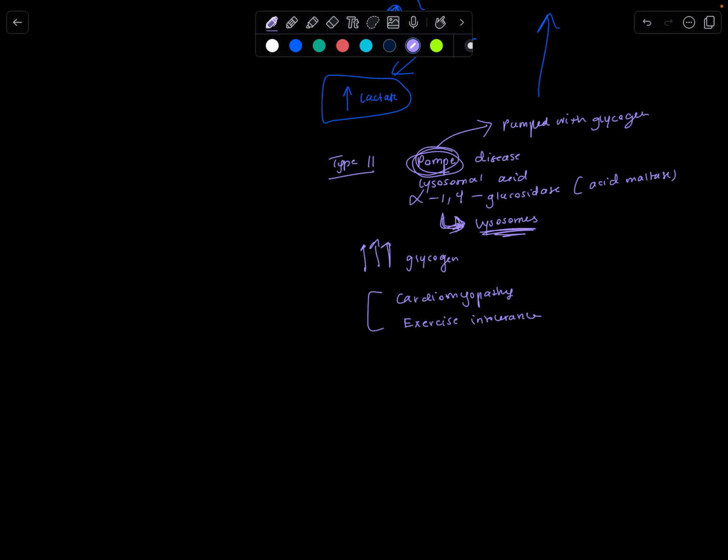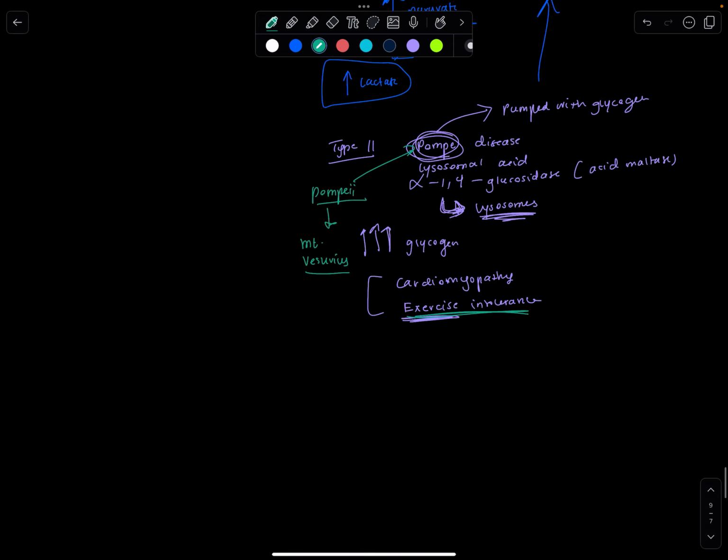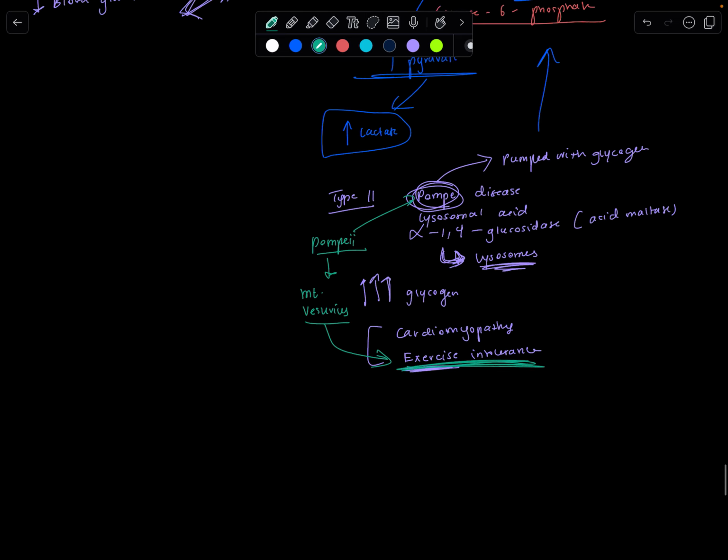And to remember the exercise intolerance, I like to think of Pompeii. If you know, Pompeii is where the Mount Vesuvius volcano is. And I just think of me trying to climb up that entire volcano and how I would be very intolerant to that type of exercise because that is way too much work. Pompeii, try to climb up that huge volcano, you're going to get intolerant. So that's how I remember exercise intolerance.